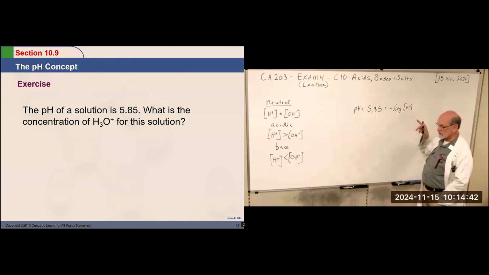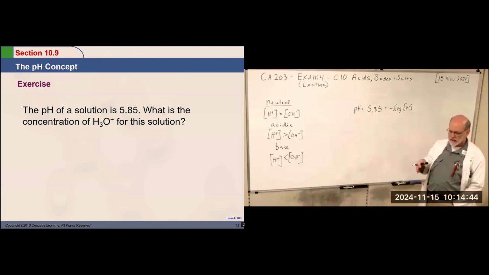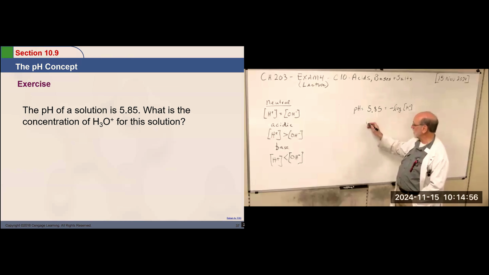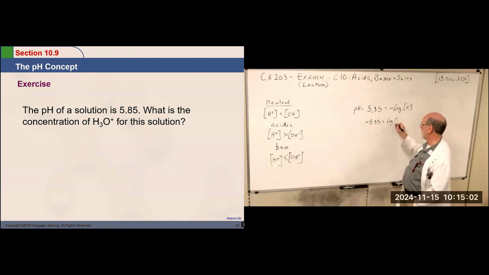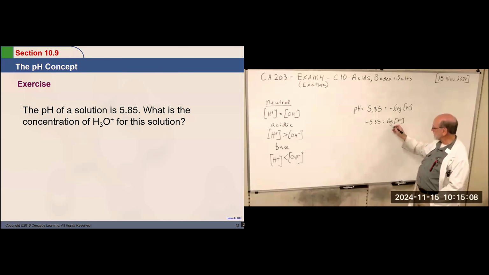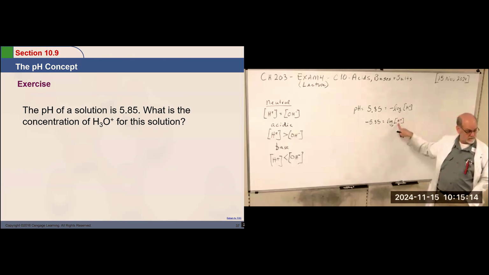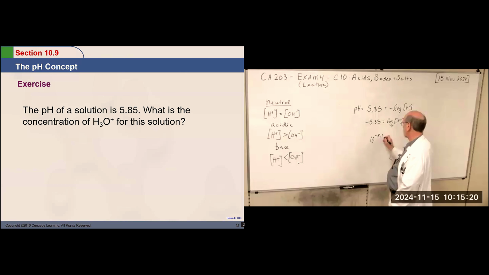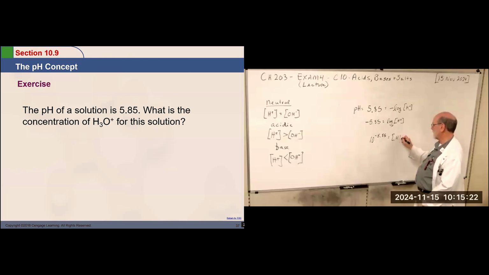In order to solve for that one, we have to know how logarithms work. If you've got a negative here, you can't have a negative there when you take the antilog. You've got to get rid of that negative, right? But it has to still be equal. So if we take that negative, it goes on this side. Negative 5.85 equals the log of hydrogen ion concentration. There you go. Now we can move ahead. If this is base 10, then that is the power of 10 that equals this. That's what antilog is. All right, so we say 10 to the minus 5.85 is equal to hydrogen ion concentration.